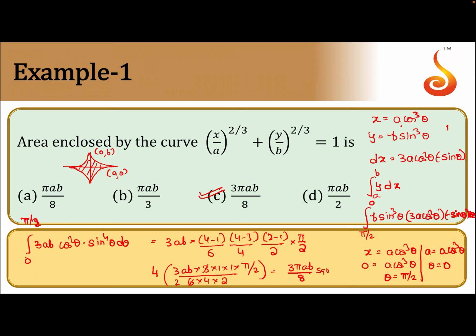So I can write the steps. This is step 1, this is step 2, this is step 3, this is step 4, this is step 5, this is step 6, and this is step 7. Using the formula for cos square theta sin to the power 4 theta d theta, when both 4 and 2 are even numbers, the last term will be pi by 2. According to that, we get 3 pi ab by 8 square units. Option C.